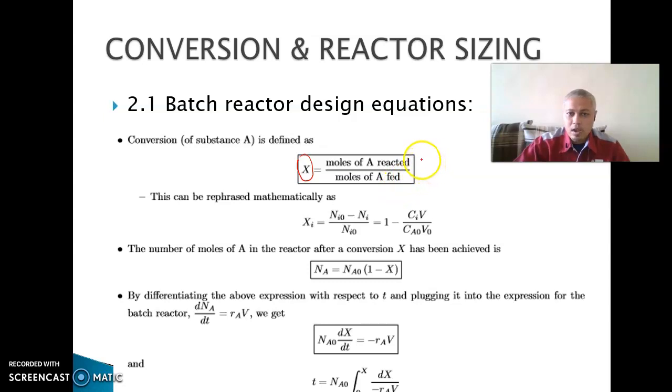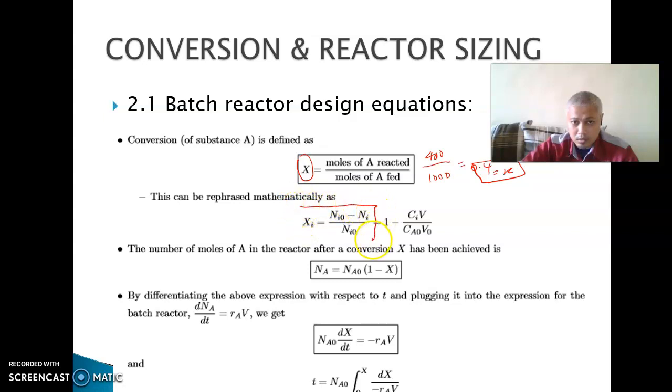So if we have 400 moles of A reacted, and then we have total number of moles for A equal to 1000. This is the feed. So we will get 0.4 here. So X equals 0.4. This can also be expressed as this formula.